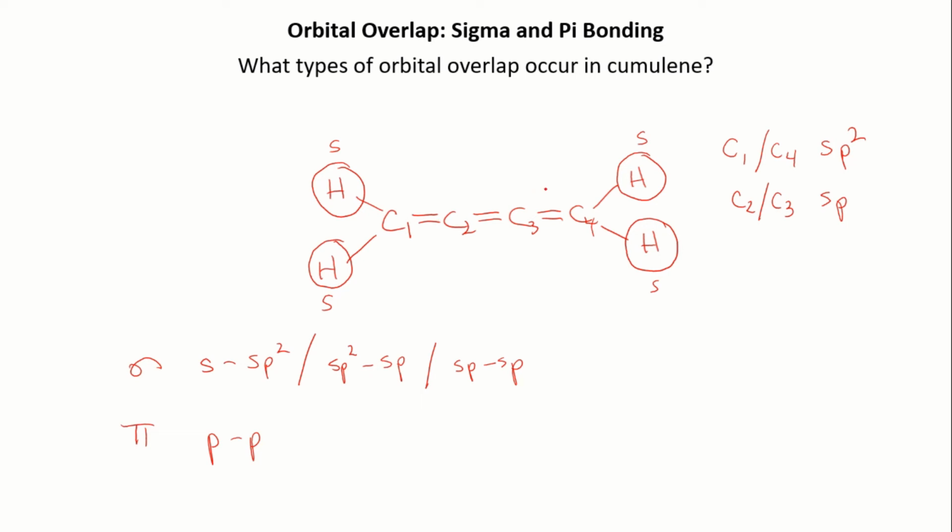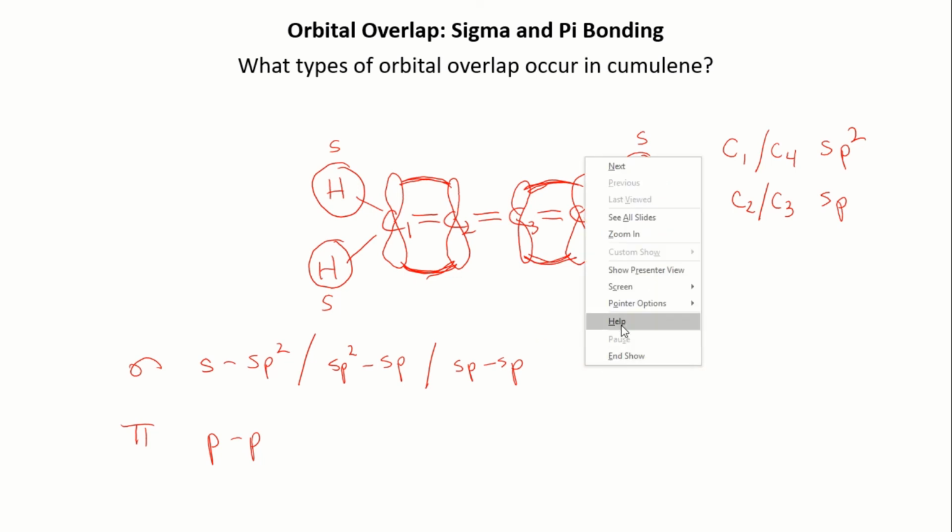C1 is sp2, so that means there's 1 p orbital here. C2 is sp, so that means it has 2 unhybridized p orbitals. I'll just draw one for the sake of demonstration: here's that pi bond, the p orbital of C1 and the p orbital of C2, with side-to-side orbital overlap above and below the plane of the board. And we'd see the same bonding here between C3 and C4, orbital overlap above and below.